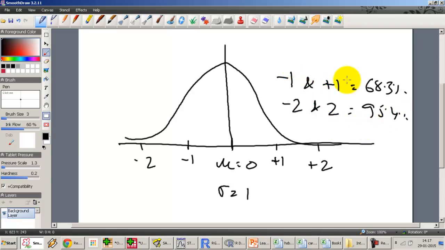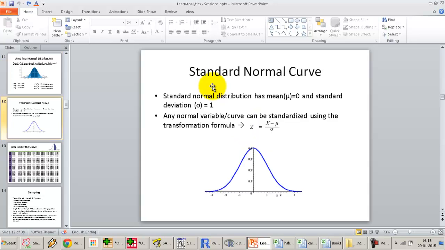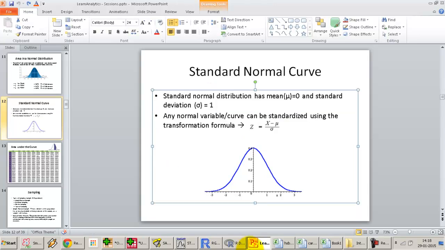Why is it exactly minus 1, minus 2, and minus 3? Because mu is 0. Therefore, mu plus minus 1 sigma essentially becomes the area between minus 1 and plus 1. Again, mu plus minus 2 sigma, where mu is 0, becomes plus minus 2, and similarly, mu plus minus 3 sigma becomes minus 3 to plus 3. That is known as the standard normal curve or standardization. And we use standardization fairly commonly. It's a very common transformation of variables. Why do we do it? We'll cover that later.